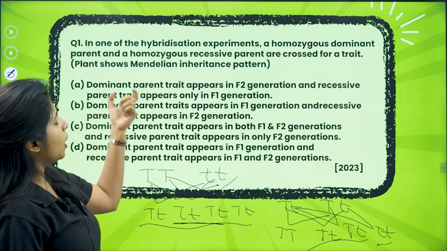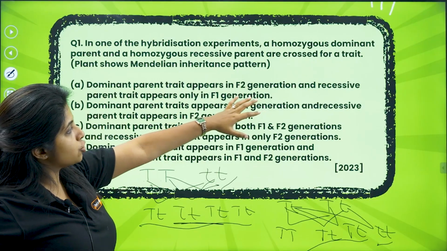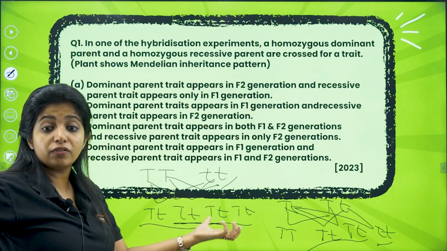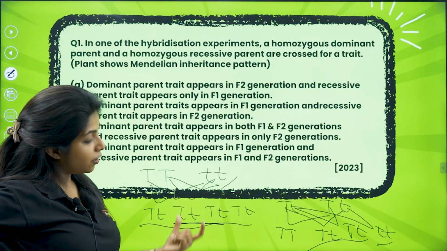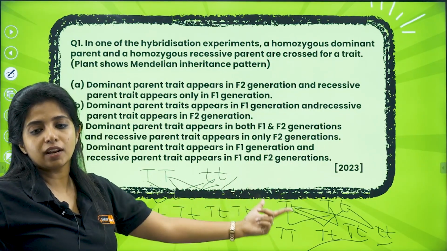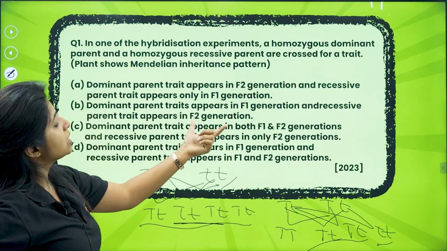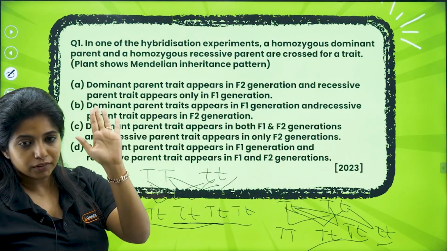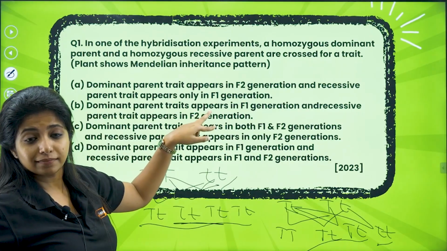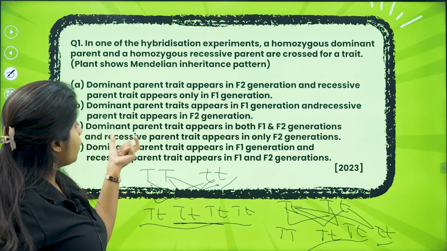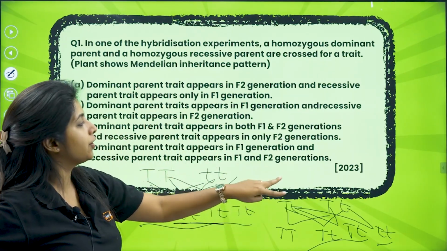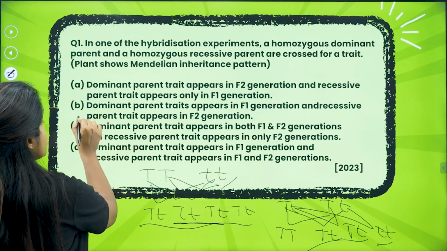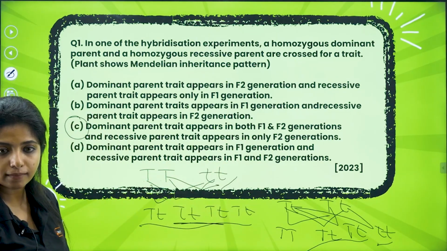Now you tell me. Dominant parent trait appears in F2 generation and recessive parent trait appears only in F1 generation. Wrong. Recessive will appear in F2 generation. Dominant will appear in both F1 and F2 generations. Dominant parent traits appear in F1 generation and recessive parent trait appears in F2 generation. Wrong. Children usually take it as correct. Don't do that. Dominant trait appears both in F1 and F2 and recessive parent trait appears only in F2 generation. So your answer would be C, my dear children.